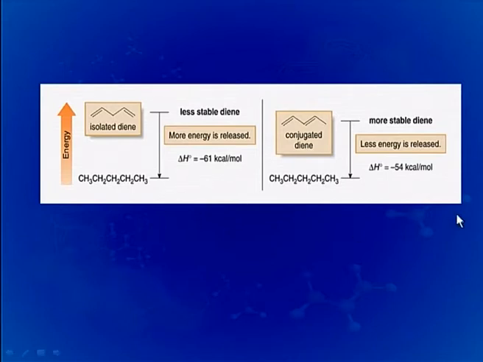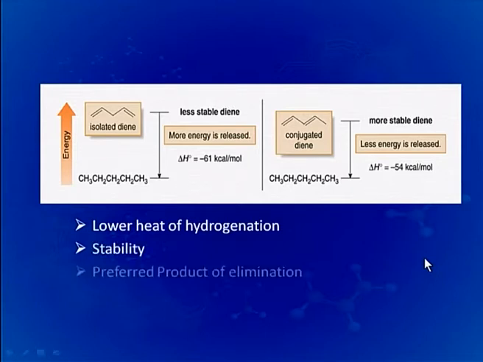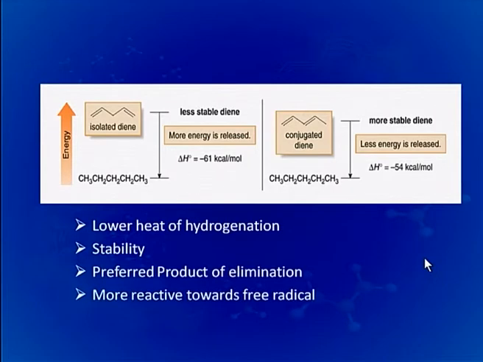Because of this delocalization of pi orbital, what happens? 1,3 conjugated dienes are extra stable and therefore they will be the preferred product of elimination.